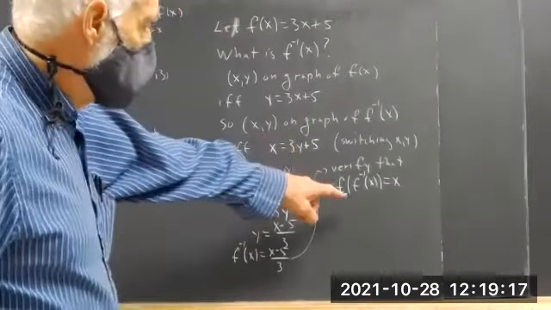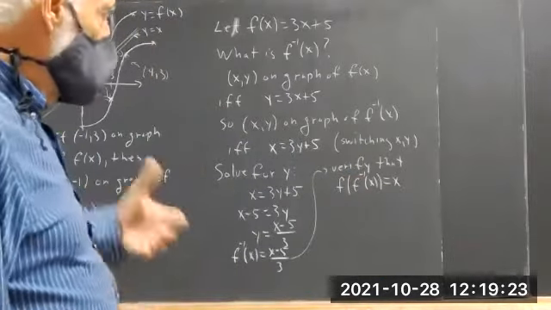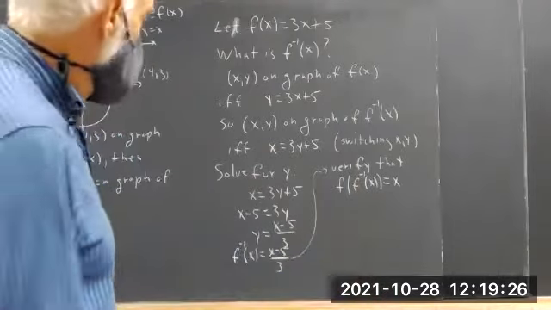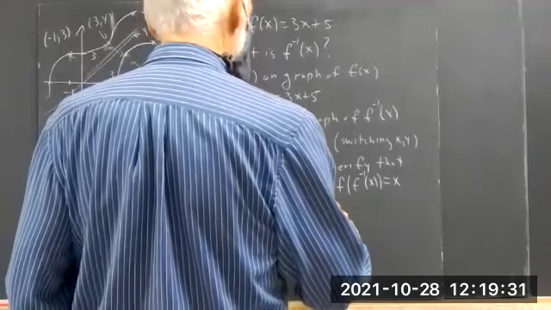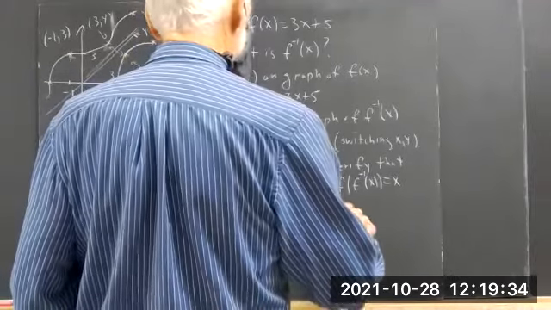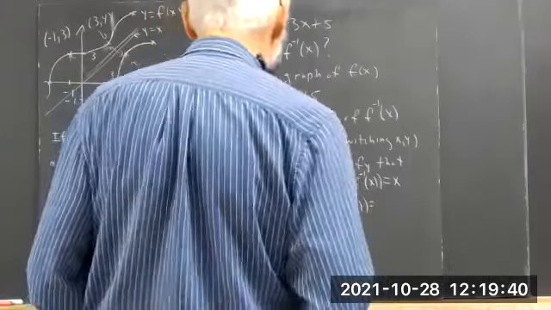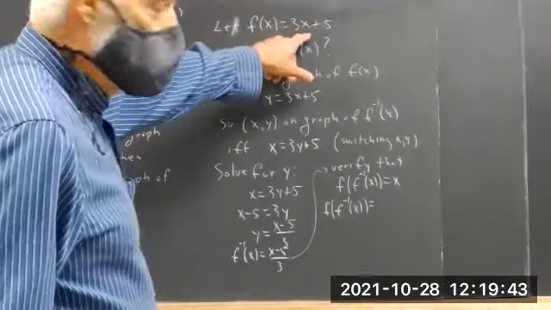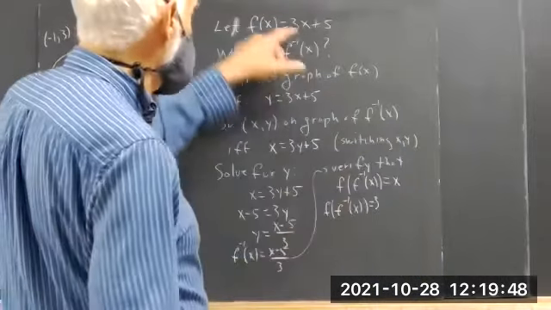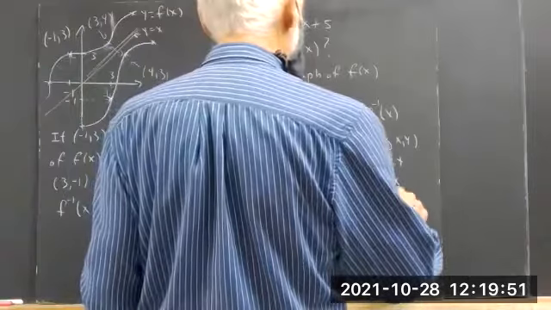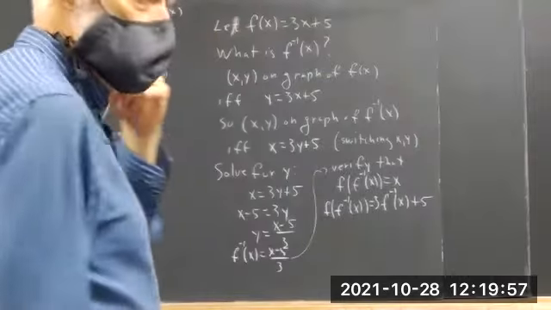We want to verify that F of F inverse of X equals X. And also that F inverse of F of X equals X. And I'll leave that one to you, but it comes out pretty easily either way. Okay, so F of F inverse of X equals, well, F of X is 3X plus 5. So we're going to substitute F inverse of X for X. We're going to get 3 F inverse of X plus 5.